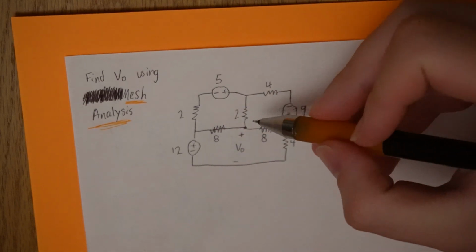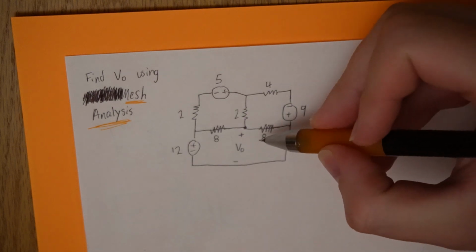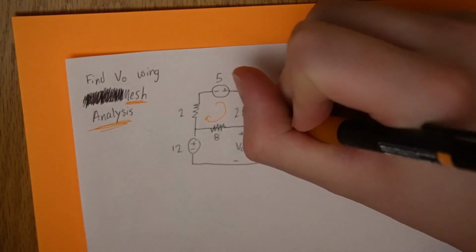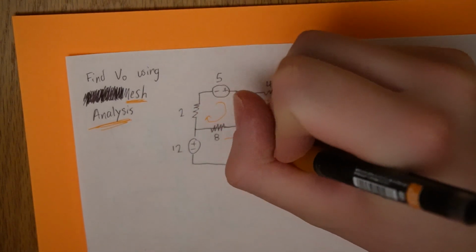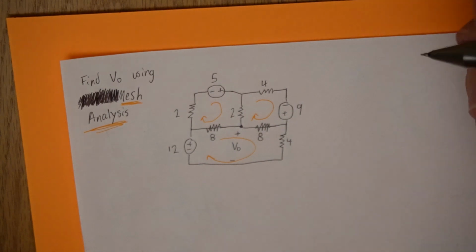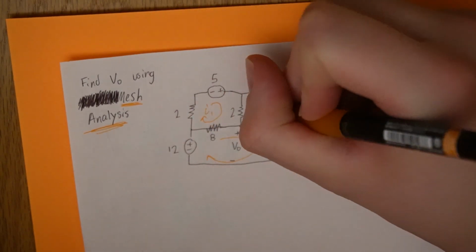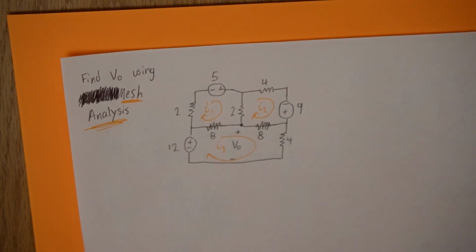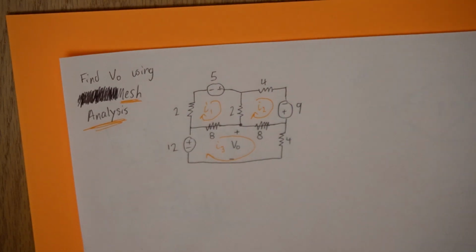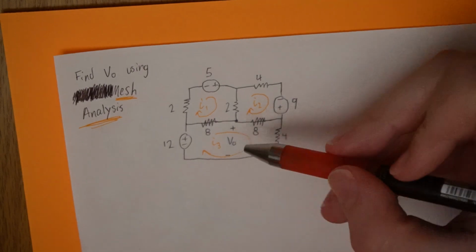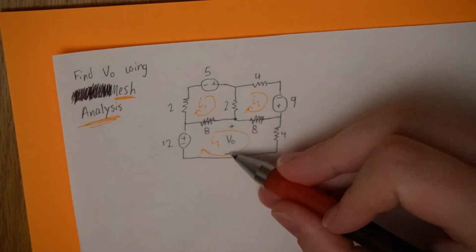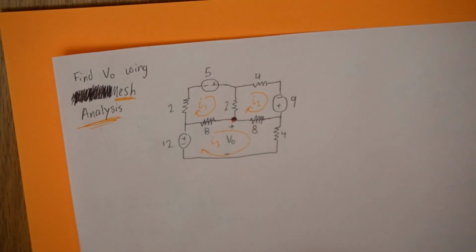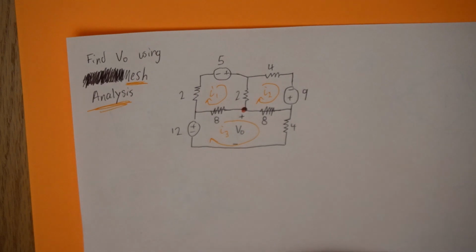small little loops. So how many meshes do I have in this circuit? I'll have one here, another one here, and one around the bottom here. And I'm going to label these little I1, little I2, little I3. And what are we looking for? We're looking for VO. It's given by the question, but we're looking for this middle node. What's the voltage? We're going to solve for that at the end.